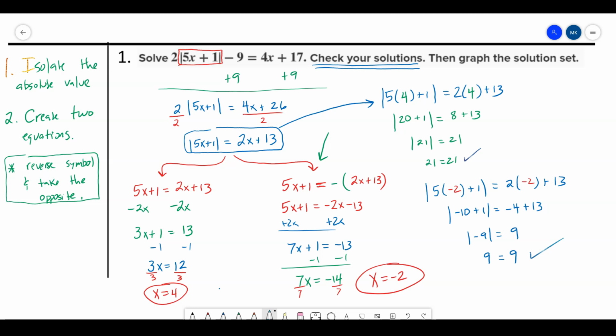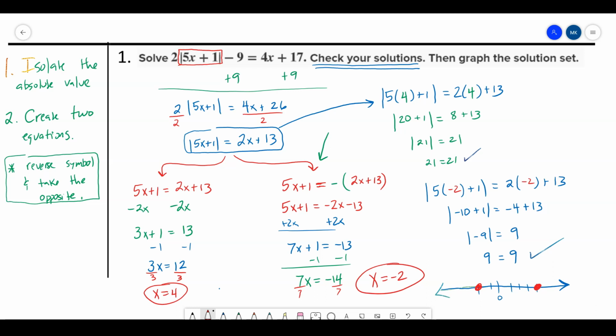It does say to graph the solution set, so if I had to graph this, I'm really just going to use a number line here and just basically say, all right, if that's 0, I got 1, 2, 3, 4. My two answers here would be at, here's 1 right here at 4, and here's at -2. I could just plot them on a number line.